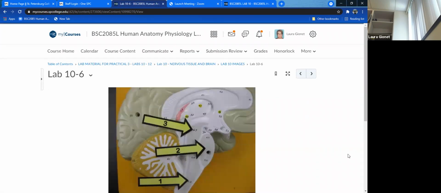Okay, then we start looking at the brain. This is one hemisphere. We have region 1, region 2, region 3. We have the medulla oblongata, the pons, and the midbrain.